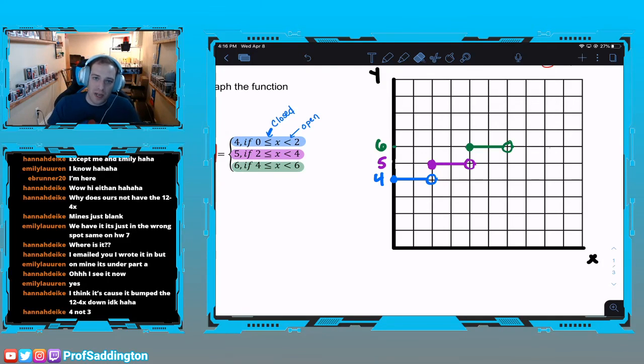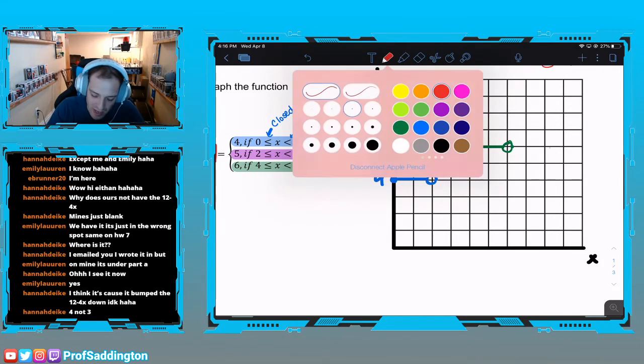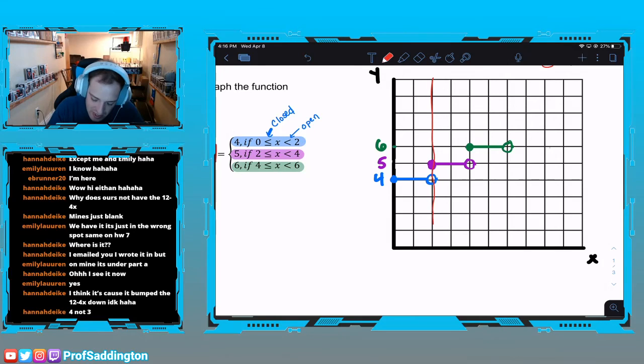We have now created a piecewise function, and if you guys were to do the vertical line test, it will pass. And the reason why it passes is because now you have open and closed circles. So if I were to draw in my vertical line right here, it passes because it goes through an open and closed circle. It's only crossing once. Okay?